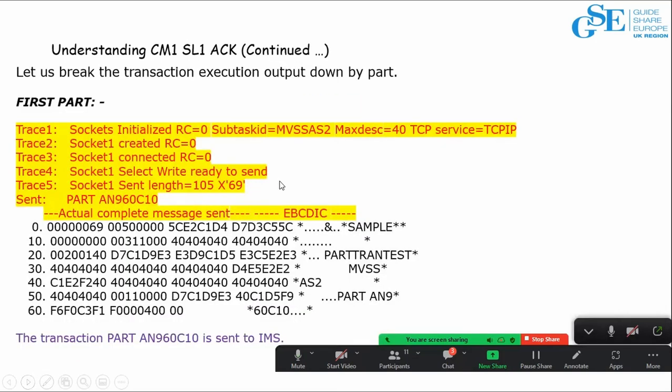Now, if I break down the transaction execution into parts, let's go through the first part. In the first part, it's very simple. The part transaction gets sent out to IMS. So over here, if you see the part transaction, it is sent to IMS, and you can see this over here. This is the actual message that is sent out.